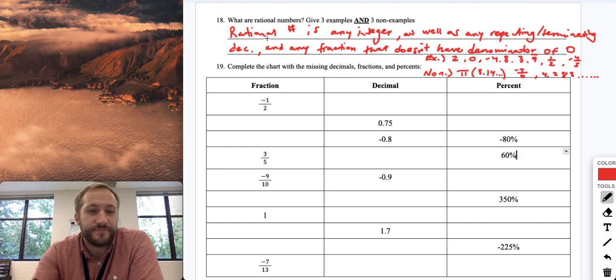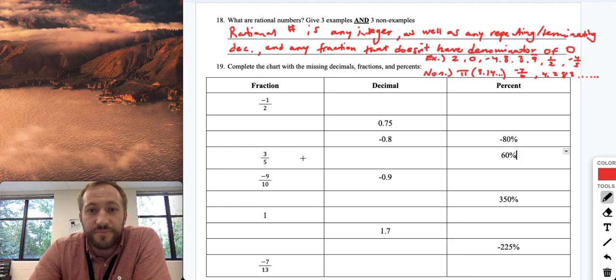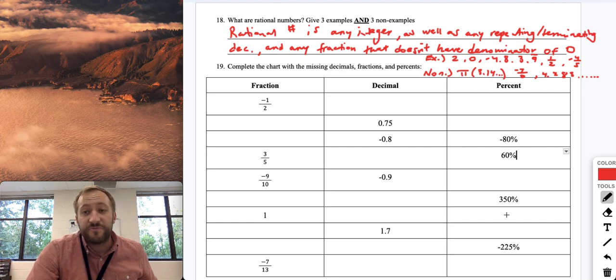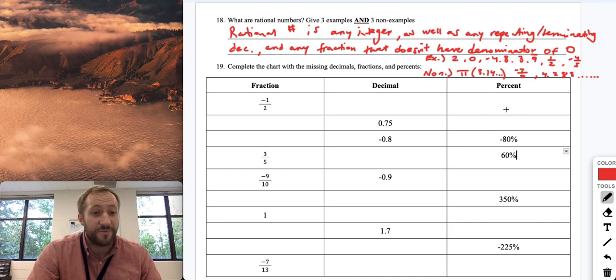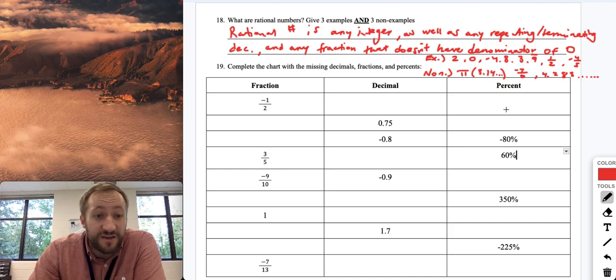All right. Let's look at the next section, number 19. Complete the chart with the missing decimals, fractions, and percents. So looking at this, we did talk about it as a group of math teachers. We're going to move percentages to one of our next units. So this is not going to be on the test, but it's actually really easy to convert from decimals into percentages. So we are still going to talk about it just kind of briefly, just so you'll be ready for the next section of this.